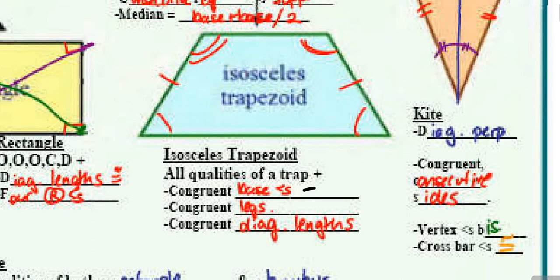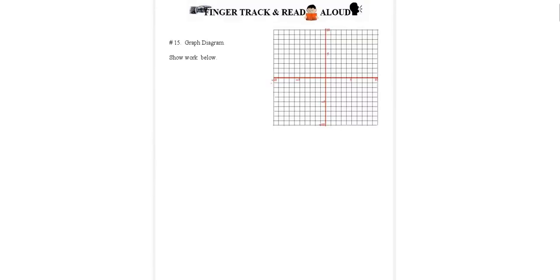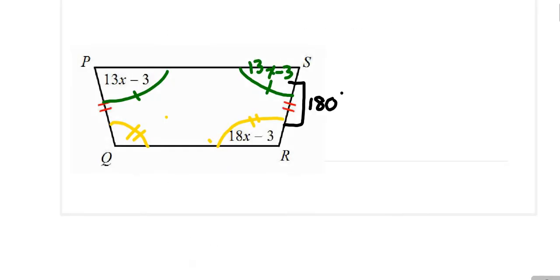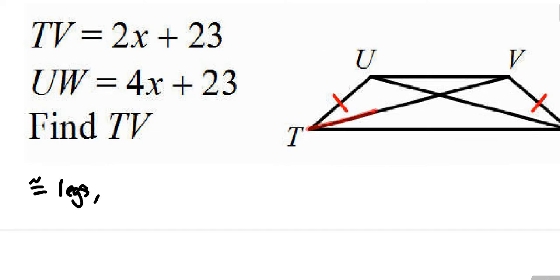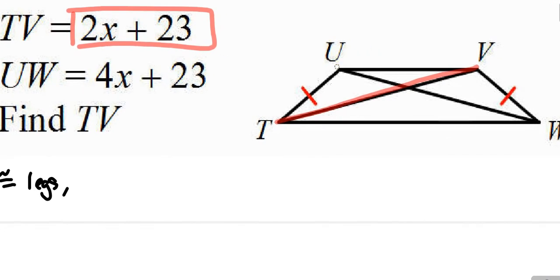You have congruent base angles. That means these angles are congruent and these angles are congruent. That's congruent base angles. There's that one. You have congruent legs, of course, which are the 2 legs. But remember, you have congruent diagonal lengths, which means the length from there to there is the same as the length going this way. So the 2 diagonal lengths are congruent. So here, the diagonal length, TV, is the same as the length of UW. Why? Because the diagonal lengths are congruent in an isosceles trapezoid.